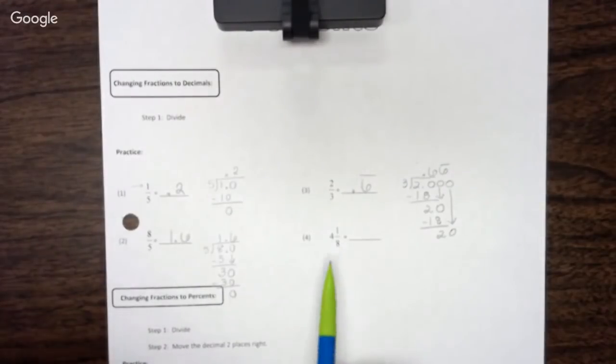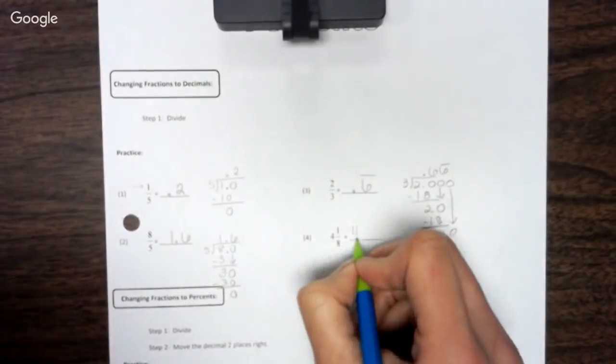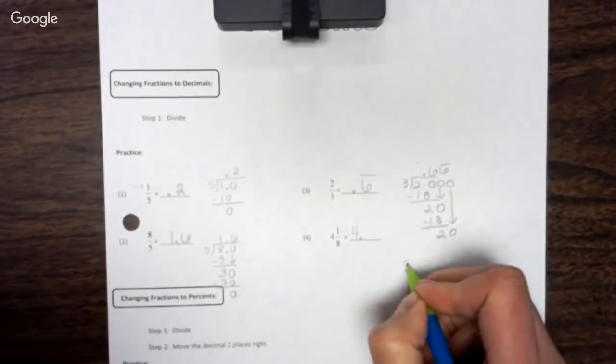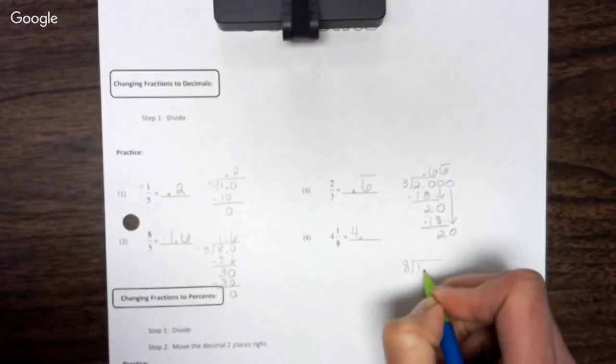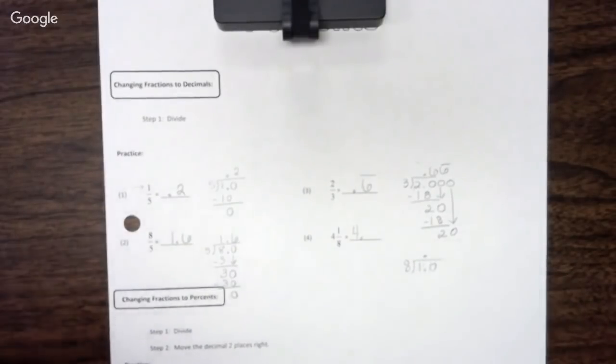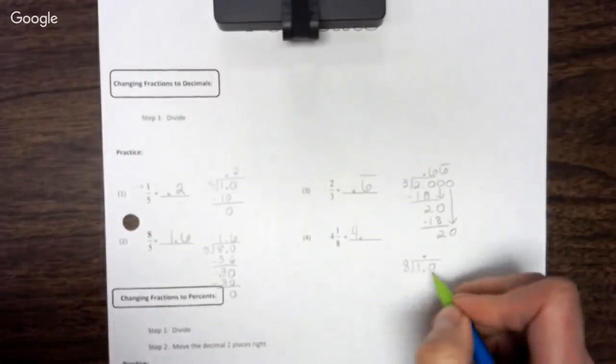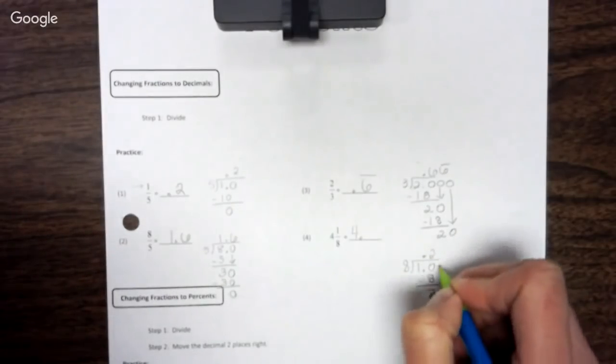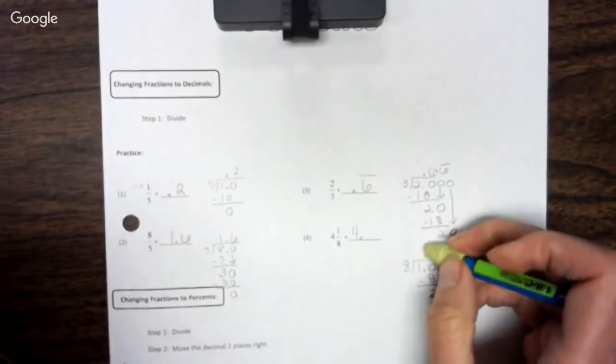All right, number 4 is a mixed number. That 4, we don't have to do anything with it. That just tells us that's the whole number. So what we have to do is find out what 1/8 is as a decimal. So I'm going to tip the fraction over to divide. 8 goes into 10 twice. I'm sorry, 8 goes into 10 once.